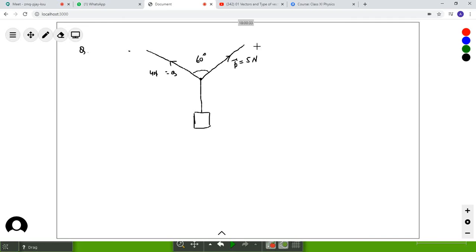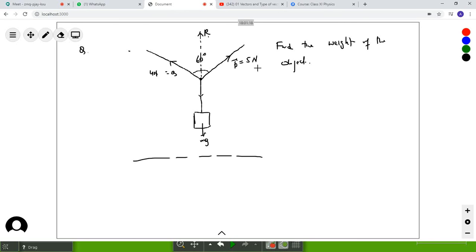You must have seen this situation, that this is a thread from where this weight is hanging. And we need to know what is the weight of this object. Weight is a force, I told you earlier. If this body is not falling on the ground, that means there is some resultant force which is balancing this point. That's why it is not falling. Let us find out the weight of the object.